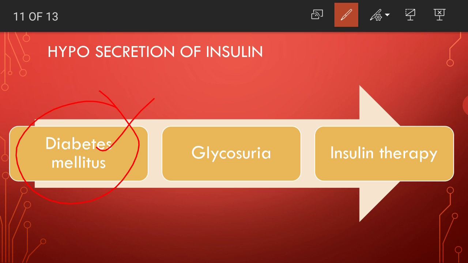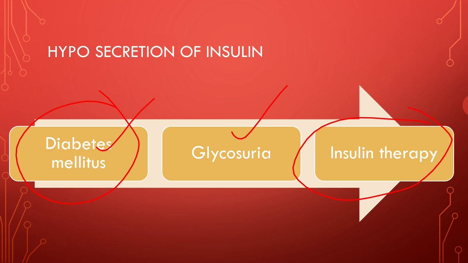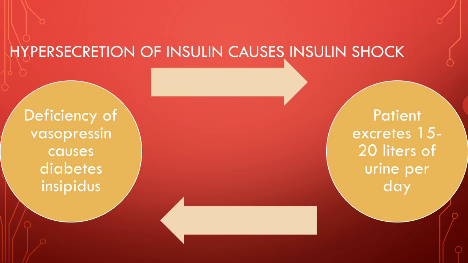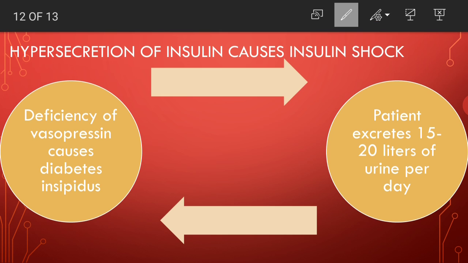This is also called sugar disease, and this is characterized by the presence of glucose in urine, and this condition is called glycosuria. And for the persons who are suffering from this diabetes mellitus, insulin therapy will be given. Insulin injection should be given for diabetes mellitus patients. Hypersecretion of insulin causes insulin shock.